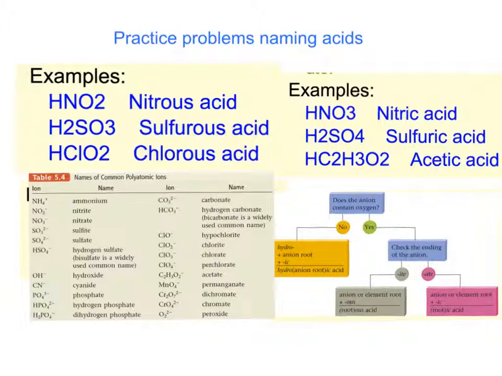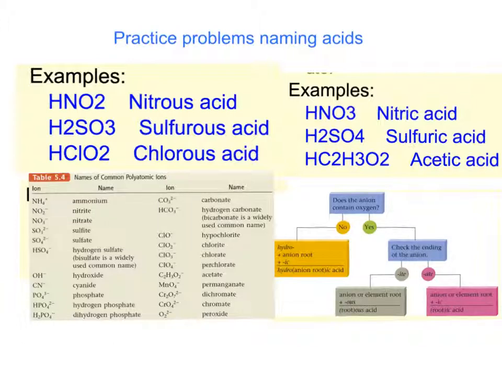Again, we've got hydrogen, it's an acid. We've got oxygen, we need to look this up. We have it right here, that's chlorite. So again, we're going to drop the ITE ending and add the ending OUS and the word acid, chlorous acid. Now on these over here, each of these begin with H.